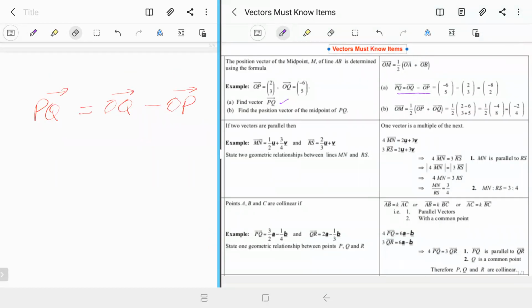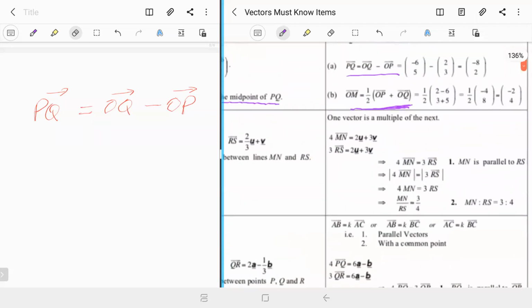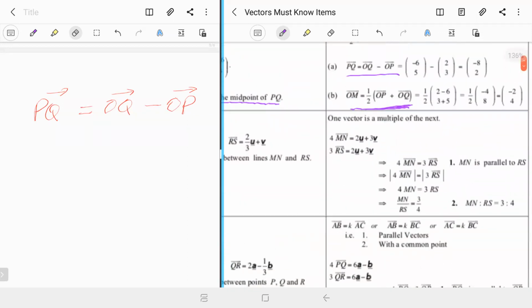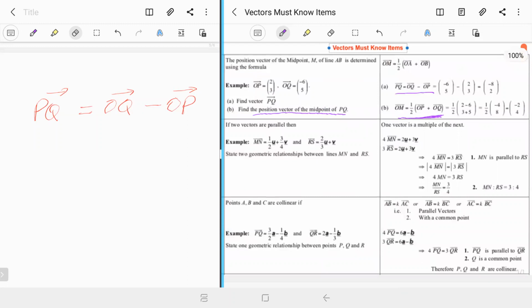There are some must-know items and a couple of examples there for you to see. O times the last minus O times the first. And then this now is the midpoint formula. Remember, it's an average. If you want to find the position vector of the midpoint of PQ, it is the average of OP and OQ. OP plus OQ, taking an average. So it's like a must-know sheet. I want you to remember it.